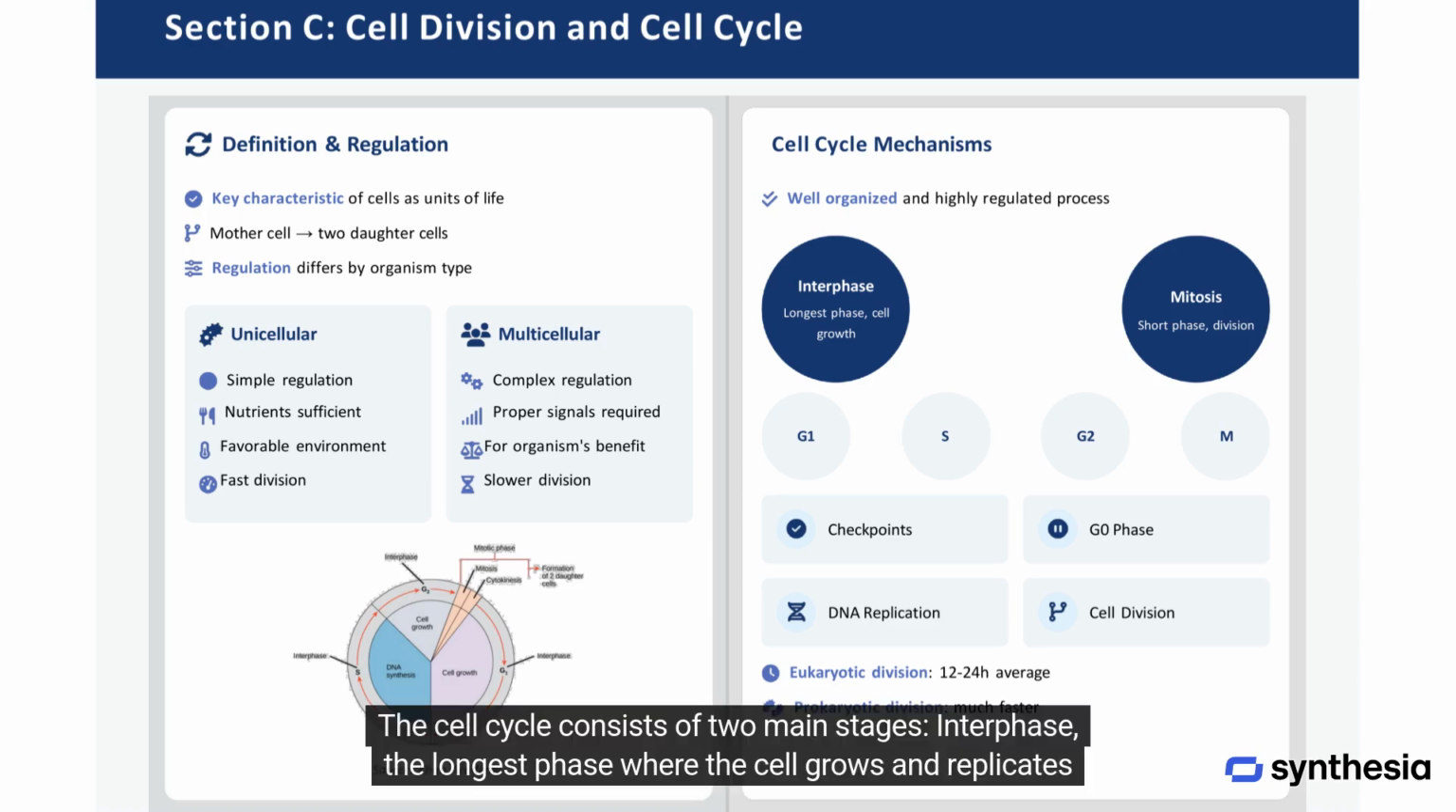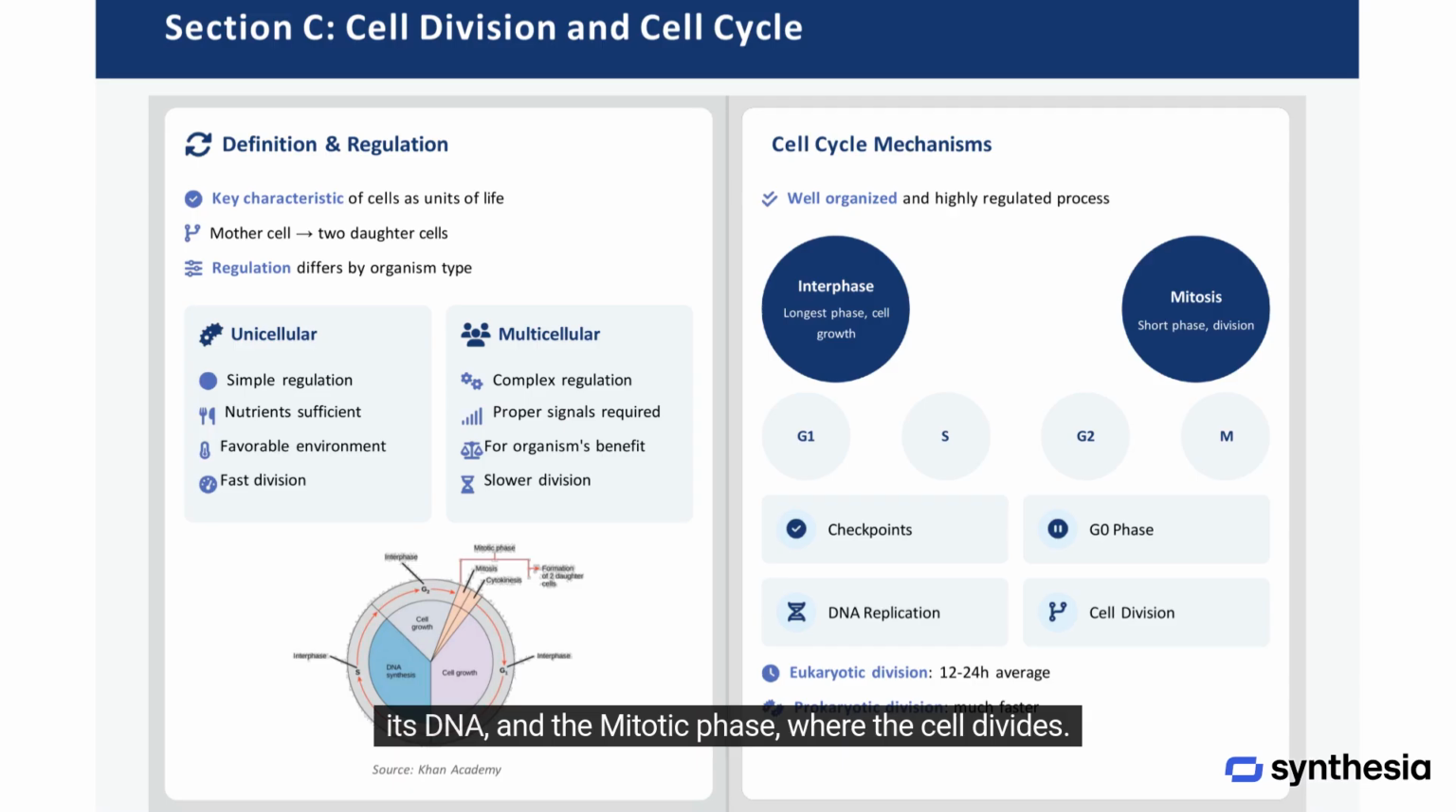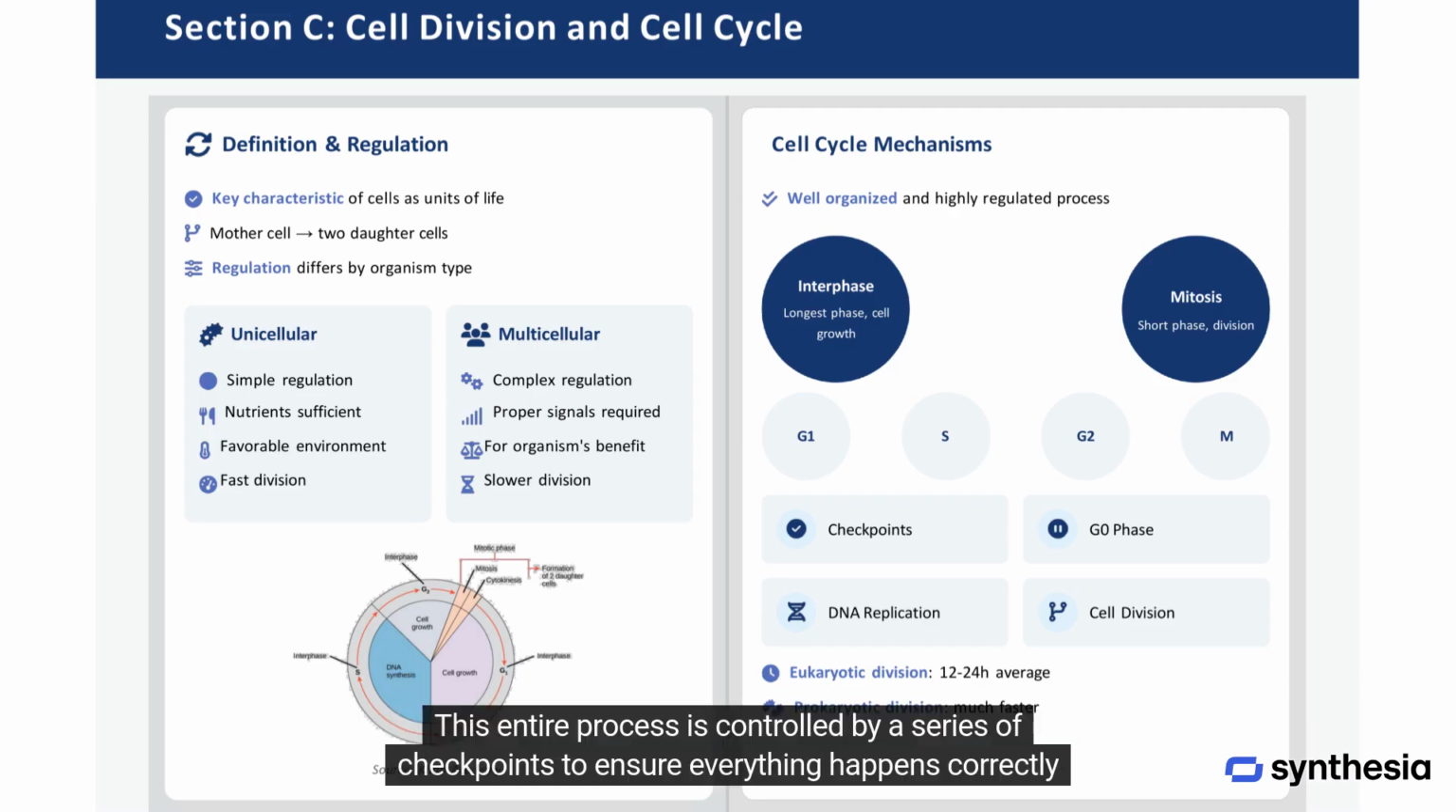The cell cycle consists of two main stages: interphase, the longest phase, where the cell grows and replicates its DNA, and the mitotic phase, where the cell divides. This entire process is controlled by a series of checkpoints to ensure everything happens correctly and in the right order.